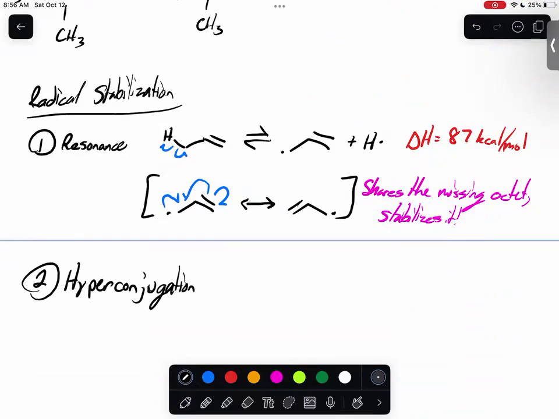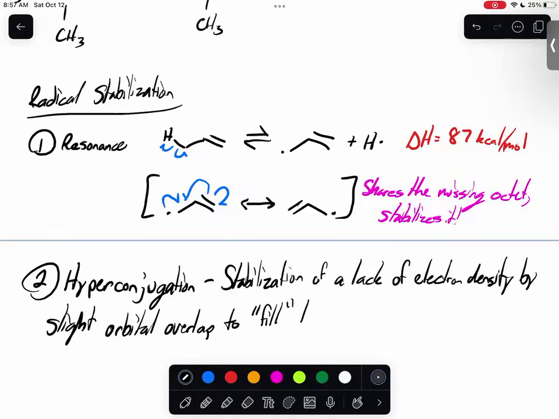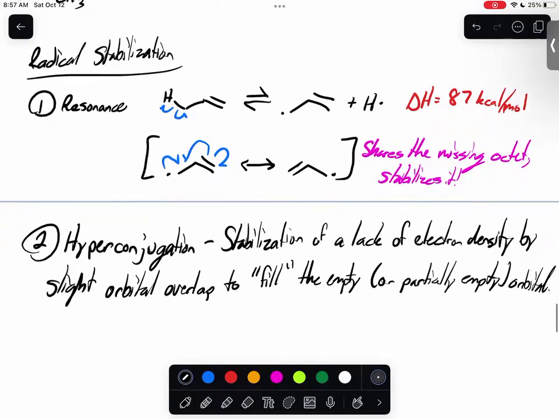And hyperconjugation is the stabilization of a lack of electron density by slight orbital overlap, to quote unquote, we're calling it, fill the empty or partially empty orbital. Okay, so what does this even mean?